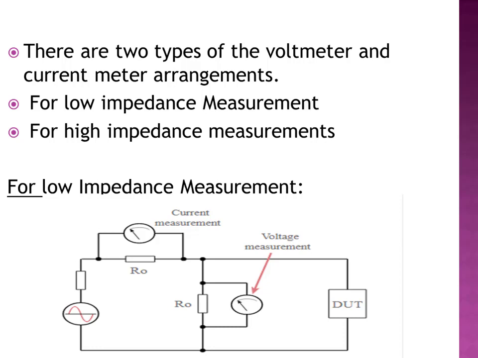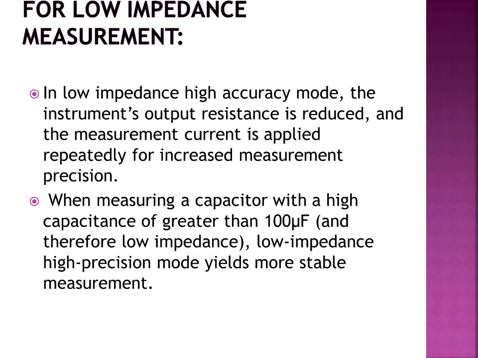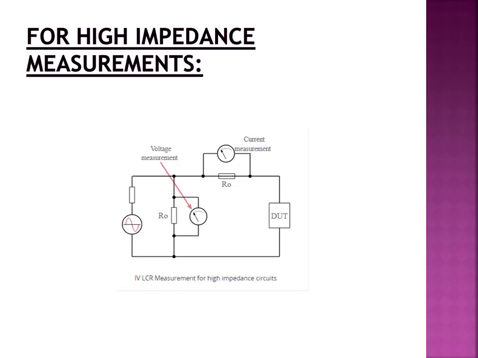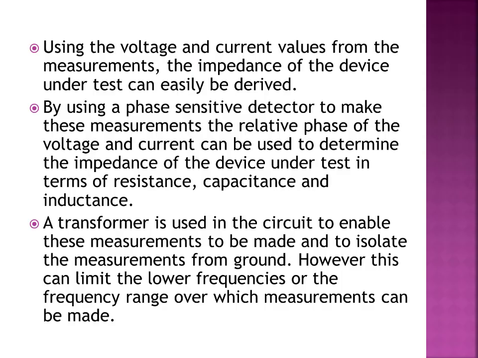For low impedance measurement, in low impedance high accuracy mode, the instrument's output resistance is reduced, and the measurement current is applied repeatedly for increased measurement precision. When measuring a capacitor with a high capacitance of greater than 100 microfarads, the low impedance high precision mode yields more stable measurement. For high impedance measurements, using the voltage and current values from the measurements, the impedance of the device under test can easily be derived. By using a phase-sensitive detector to make these measurements, the relative phase of the voltage and current can be used to determine the impedance of the device under test in terms of resistance and capacitance.